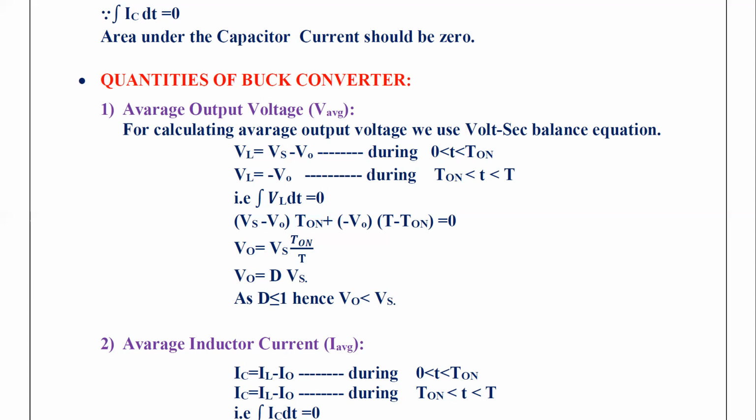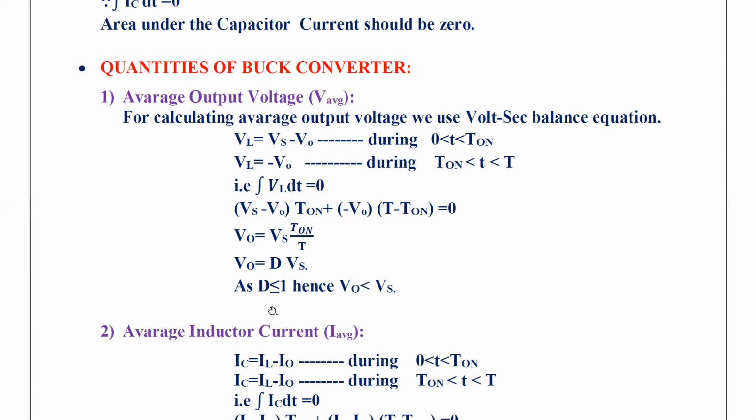That means we take the voltage across the inductor during turn on time and during turn off time, multiply with the turn on and turn off times, and calculate the average output voltage V naught, which is equal to Vs into D, where D is the duty cycle, defined as turn on time by total time period T. As the duty cycle lies between 0 and 1, the output voltage V naught is always less than Vs. So this is for calculating the average output voltage.